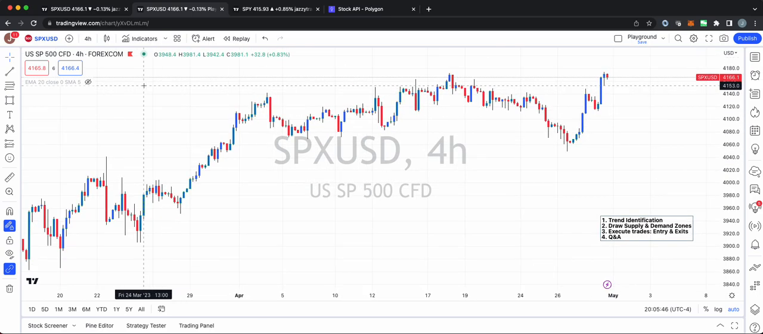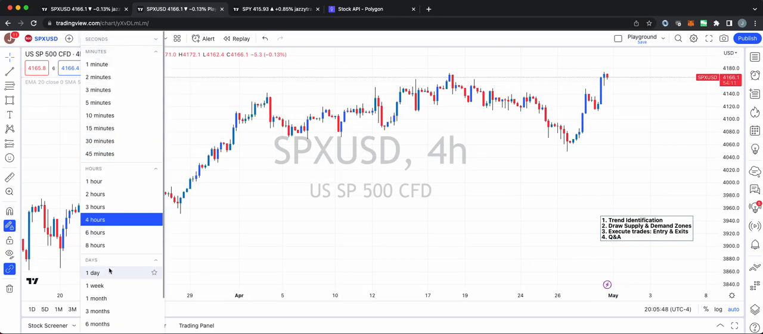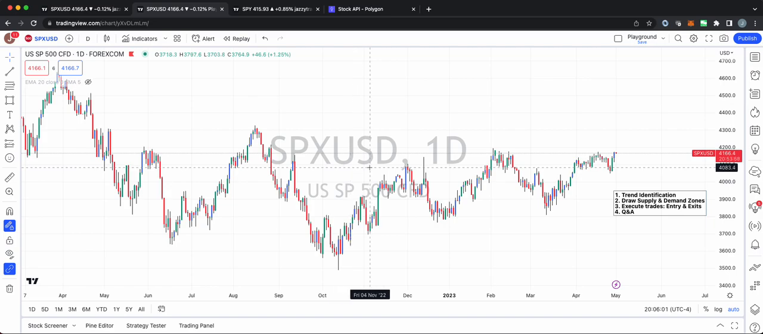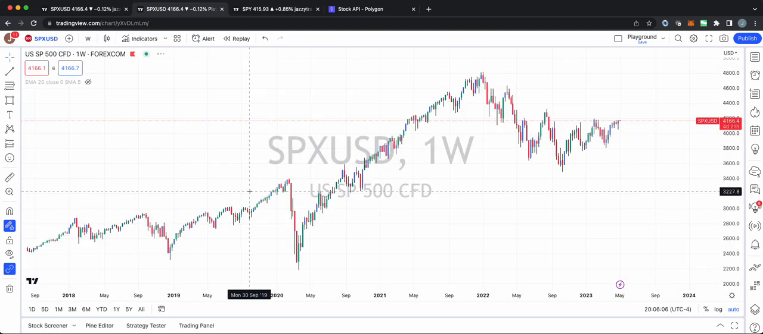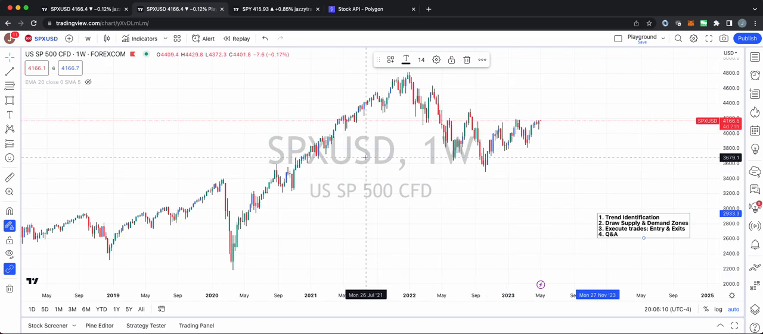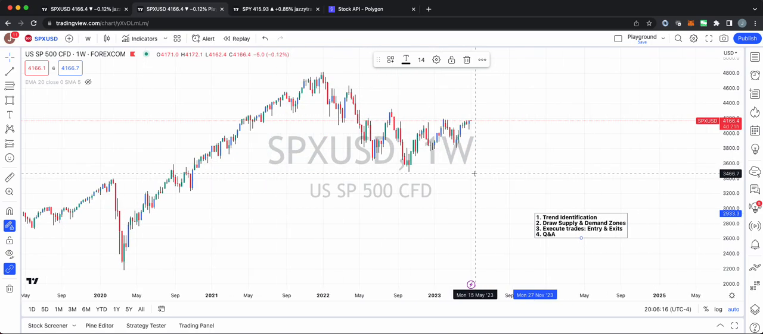Now, all right, so I used to draw zones on weekly and daily. I don't do that anymore because we're day trading. They don't really apply. I mean, they do, but I don't really need them for a 5 minutes or a 15 minutes chart. In terms of trend identification, I always first look at the weekly chart. Okay, so I'm on an SPX USD 1 week chart here, and all we're doing is this.